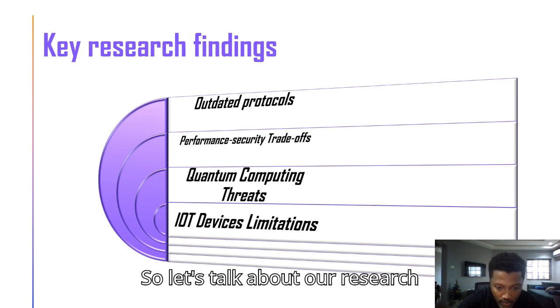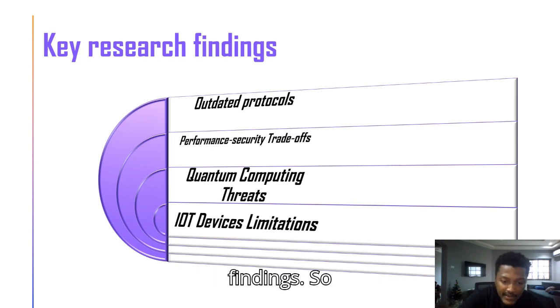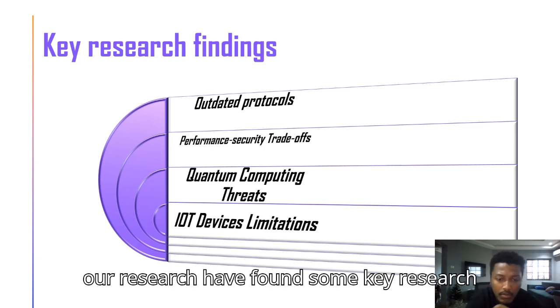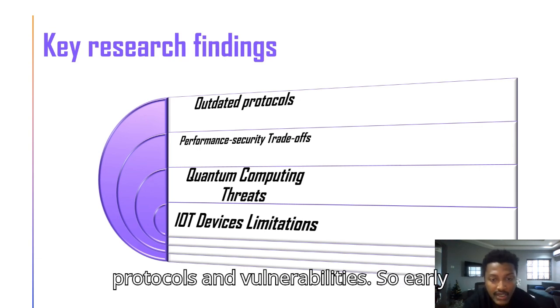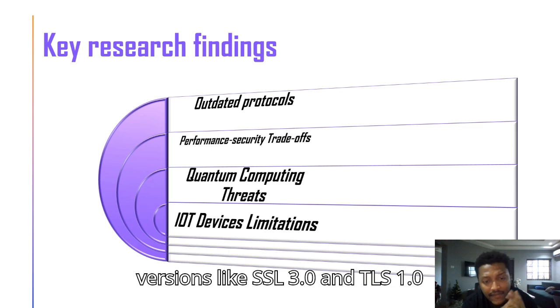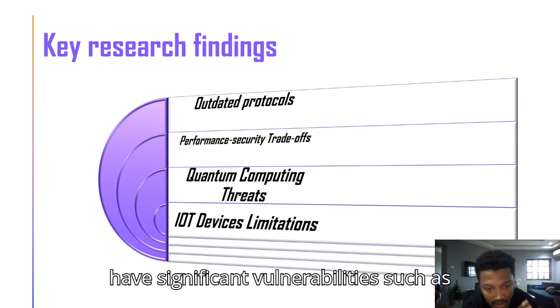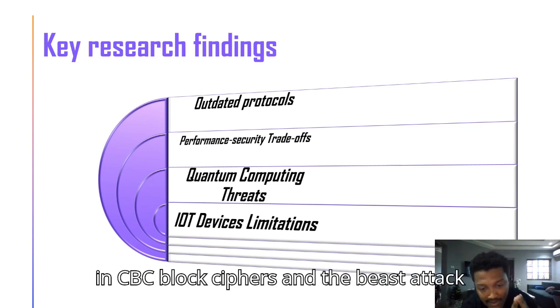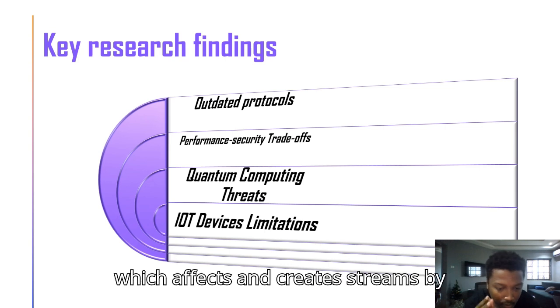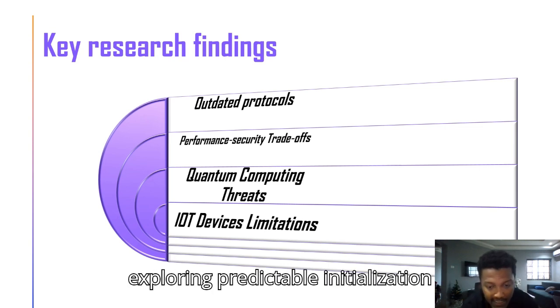So let's talk about our research findings. Our research has found some key findings. One, outdated protocols and vulnerabilities. Early versions like SSL 3.0 and TLS 1.0 have significant vulnerabilities, such as the POODLE attack, which exploits weakness in CBC block ciphers, and the BEAST attack, which affects encrypted streams by exploiting predictable initialization vectors.